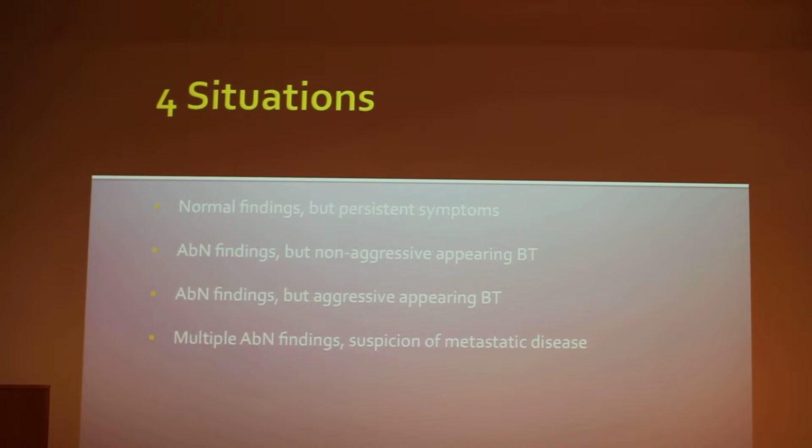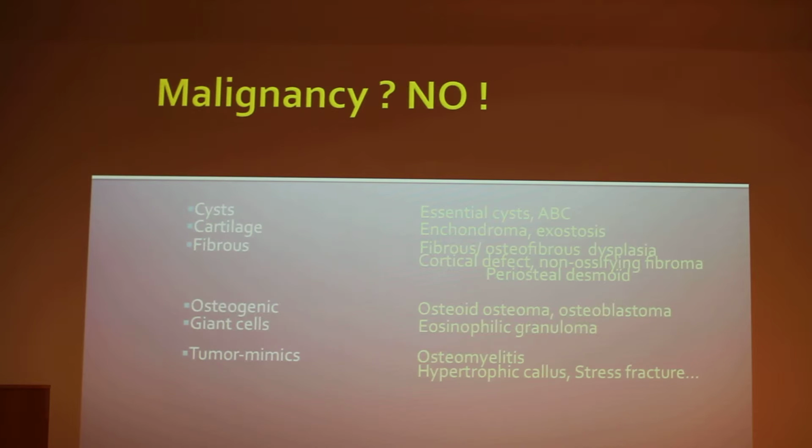Concretely, you have 4 situations about bone tumors. You can have normal or almost normal findings with persistent symptoms, so you should always think about bone tumors. It could be easier if you have abnormal findings on X-rays or other imaging studies. And sometimes you have multiple abnormal findings. So the first question to ask is: does it look malignant or not? The first part of my topic will be focused on benign lesions.